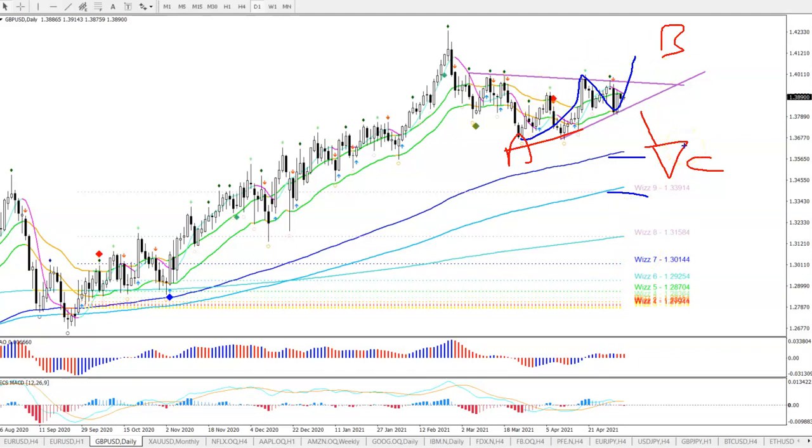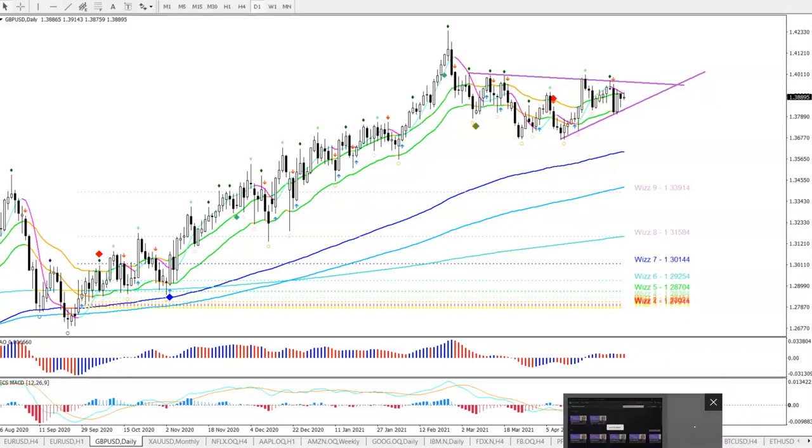Whether that wave B is finished or not is something that I think is very unsure from my point of view, and time will tell. I'm open to both scenarios, that wave B is finished or it will still make one swing up. I think the key would probably be the breakout of the support or resistance trend line on this daily chart. So that's my main thoughts on the cable.